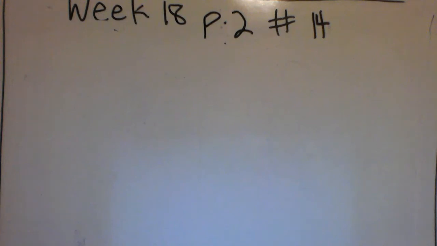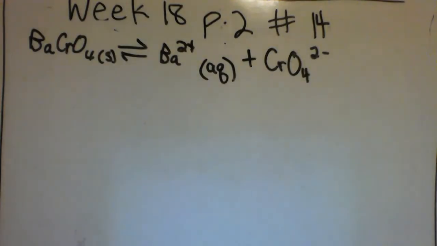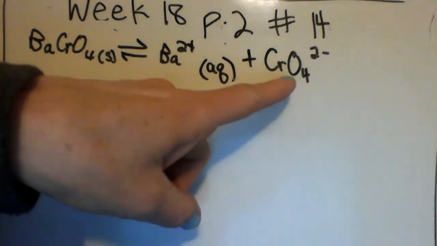Calculate the number of moles of barium chromate that must dissolve to produce 1 liter of a saturated solution at 25 degrees Celsius. The solubility product constant is 2.0 times 10 to the negative 10th. First thing we're going to do, the solid, we separate it out into its component ions: barium and chromate.